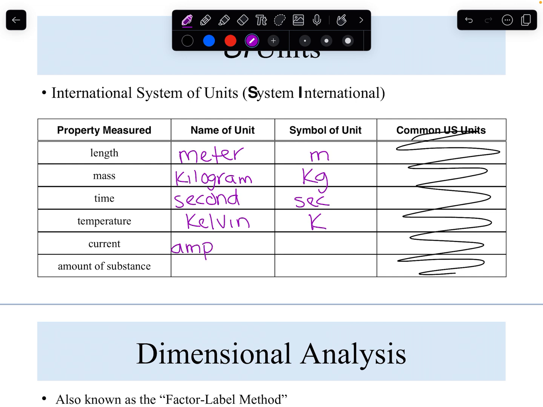Current is ampere. And we write that as amps. You've probably heard of that. And then one you may not have heard of if you haven't taken chemistry in a while is the amount of substance, which is a mole. And we will be very familiar with the mole. We write that by writing MOL. And we're actually going to not do the US units because we're not focusing on those in this class.